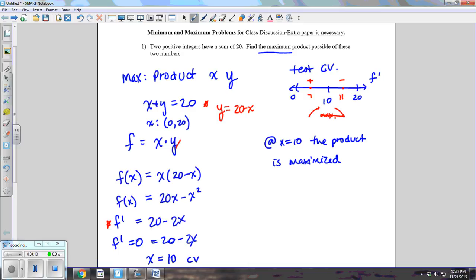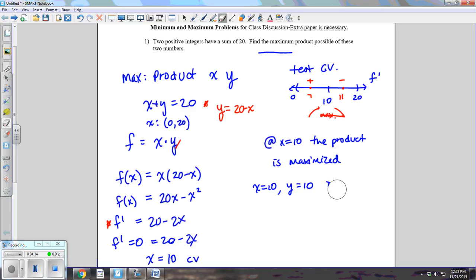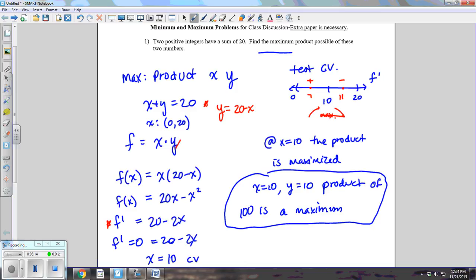In addition to that, we should look back at the problem and really answer the problem in a whole way. And so we could add on to that and say that the values of x equal to 10 and y equal to 10, which I got from that substitution equation, give me two integers, and the product is maximized at 100. Or how about the product of 100 is maximized? Maybe even the product of 100 is a maximum. The real answer down here, you have to think about how you want to phrase that answer to put the question back into context.